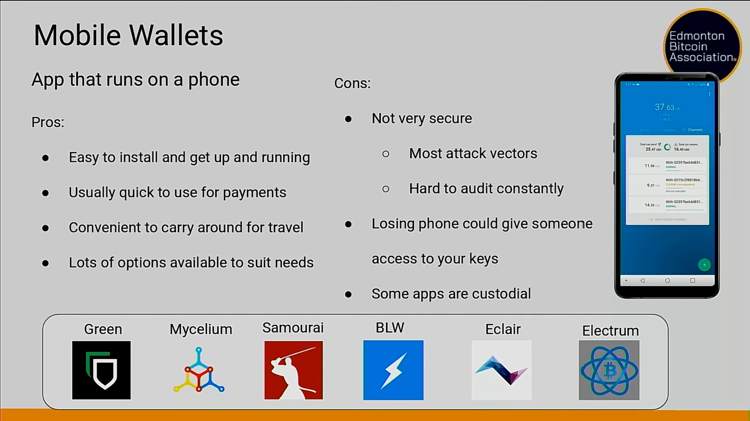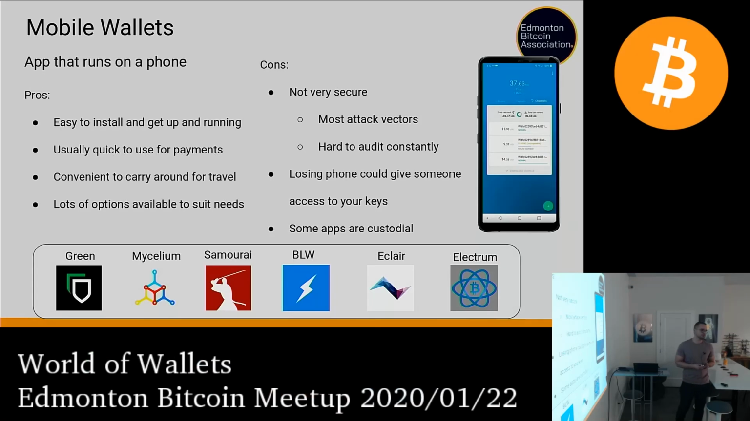On the con side, they're not very secure. There's a lot of attack vectors. If you think about a phone, there's a number of different ways that someone could gain access to your phone and to your private keys. It could take as little as having some random app you downloaded and forgot about, and that app having an automatic update which allows someone to get into your phone. So it's hard to audit those constantly and keep up and make sure that whatever wallet you're using is secure.